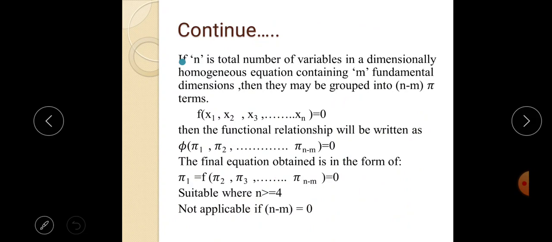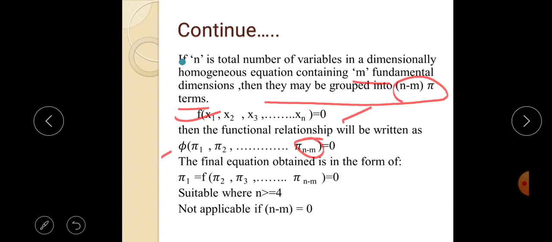So if n is the total number of variables in a dimensionally homogeneous equation containing m fundamental dimensions, then they may be grouped in n minus m pi terms, as I told earlier. They can be expressed as a function of x1, x2, ... xn equals 0. Then the functional relationship will be written as phi of pi 1, pi 2, ... pi n minus m equals 0, as there will be n minus m terms. The final equation obtained is in the form where pi 1 is a function of the other pi terms: pi 2, pi 3 and so on up to pi n minus m.